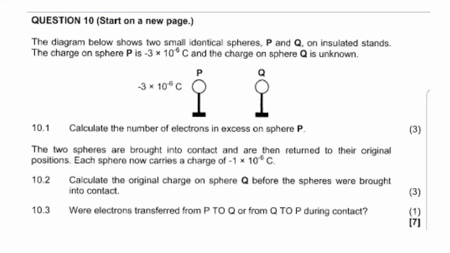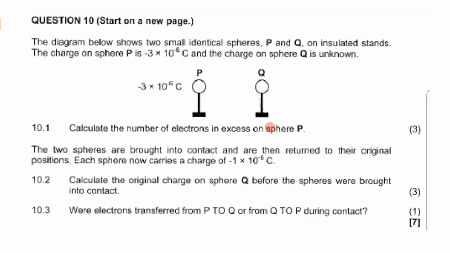So we have question 10. It says the diagram below shows two small identical spheres, P and Q, on insulated stands. The charge on sphere P is -3 times 10 to the exponent of -6, and the charge on sphere Q is unknown. Now 10.1 says calculate the number of electrons in excess on sphere P, right?